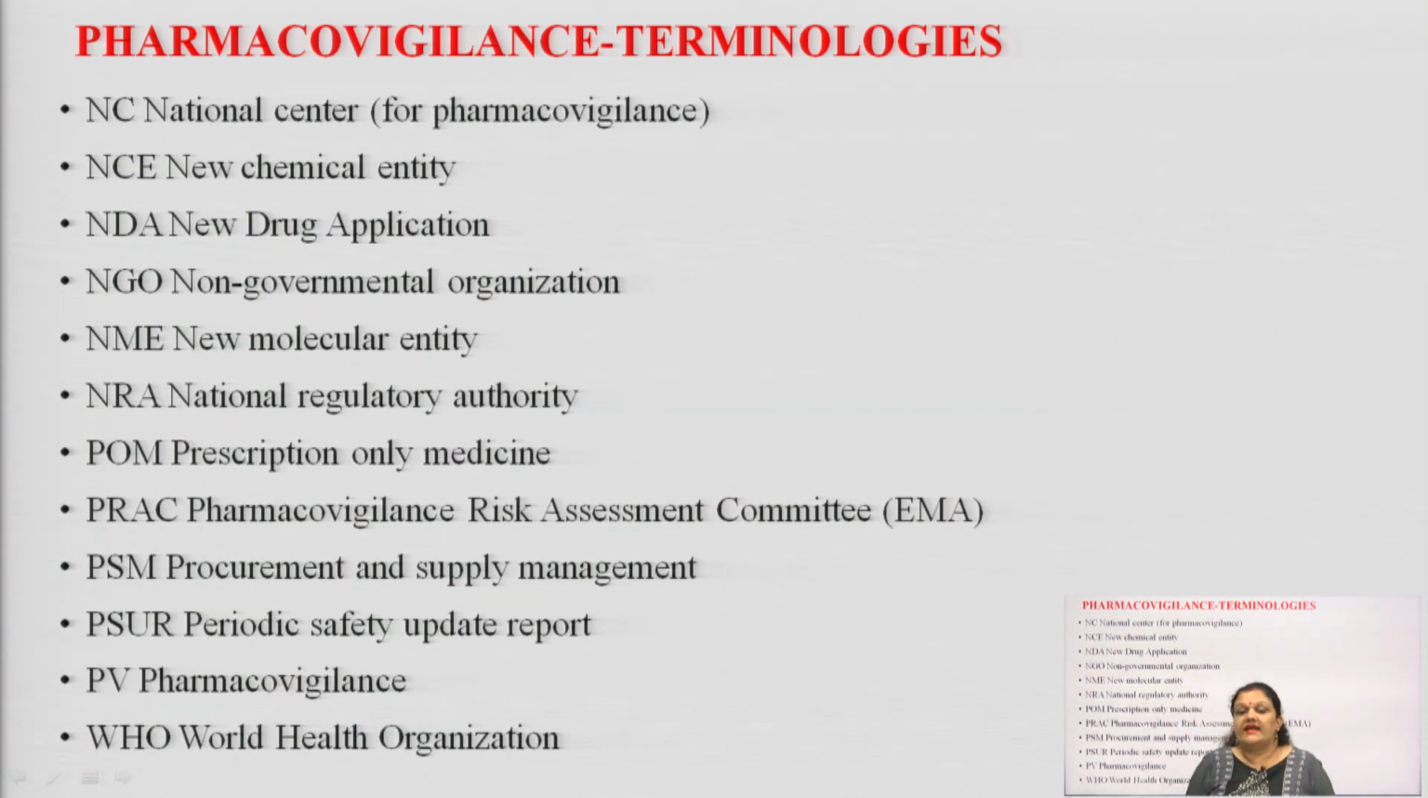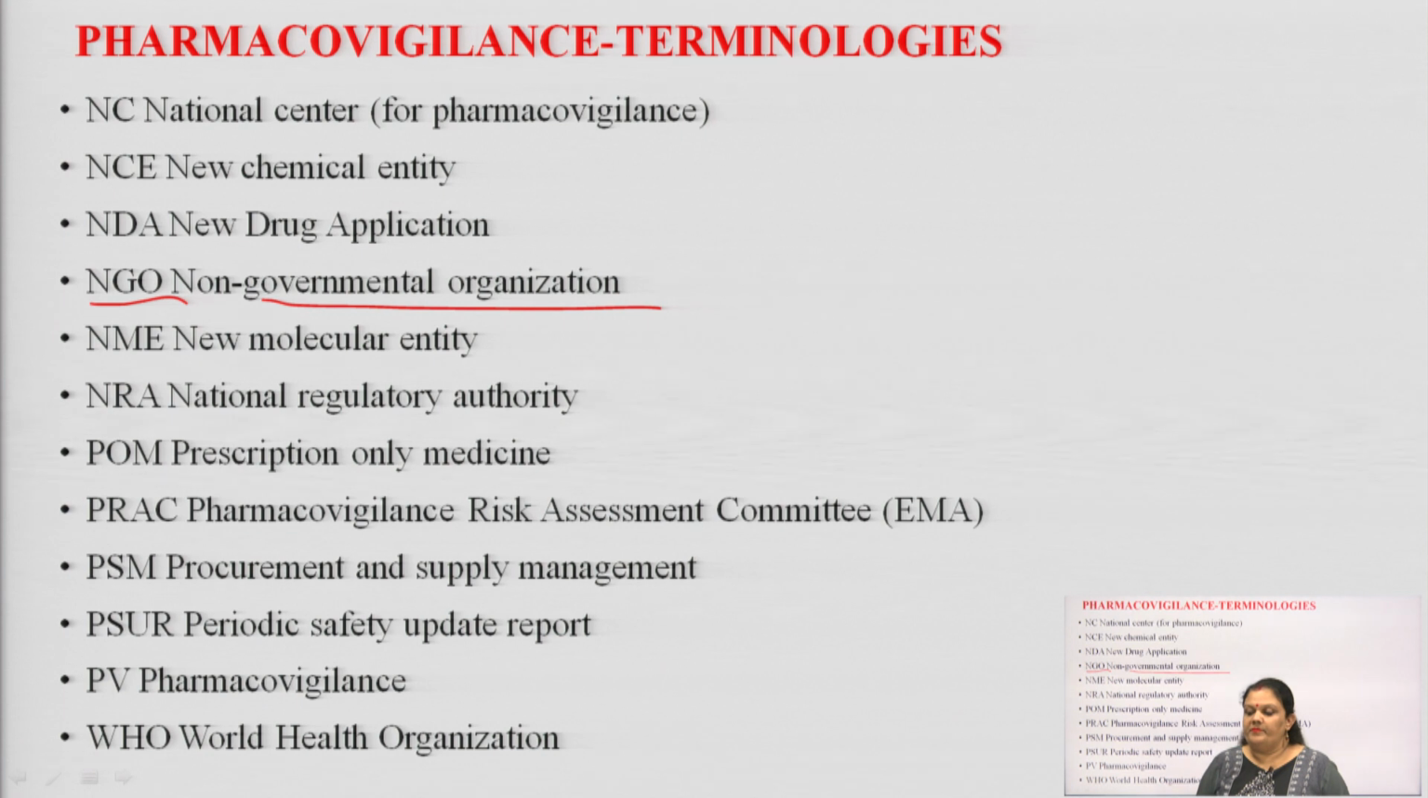Next is NC, National Center for PV Studies. NCE, New Chemical Entity. NDA, New Drug Approval. NGO, you already know, non-governmental organizations. NME, New Molecular Entity. NRA, National Regulatory Authority. Then we have POM, meaning prescription only medicines, those classes of drugs or medicaments which you can get only by showing your prescription, which is given by the doctor.